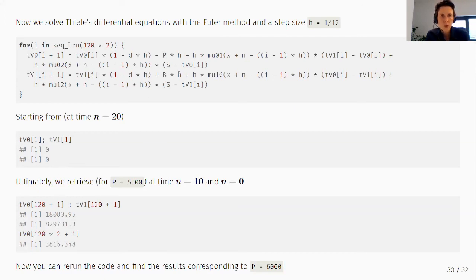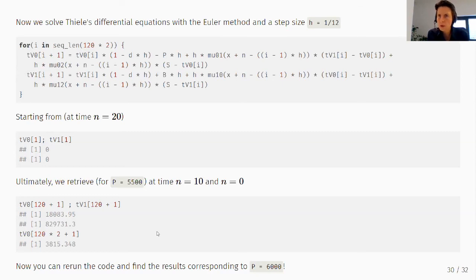And ultimately, if I plug in P is 5,500, if I plug in the given values for b, for s, for the transition intensities and so on, then I retrieve here the policy value at time 10 years, and I retrieve the policy value at time 0. And these are the values which indeed match what was reported in the book. So these are my policy values moving over time, starting from given boundary conditions, which in this case are the policy values at the end of the term. So that was the calculation for P is 5,500.